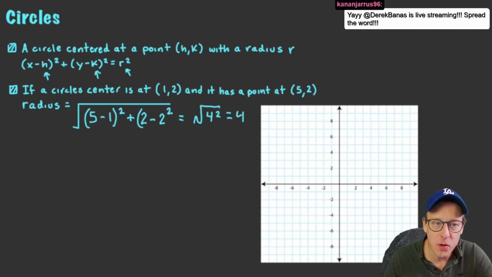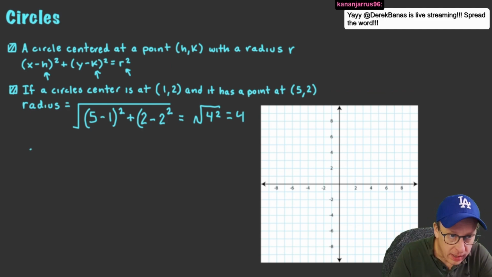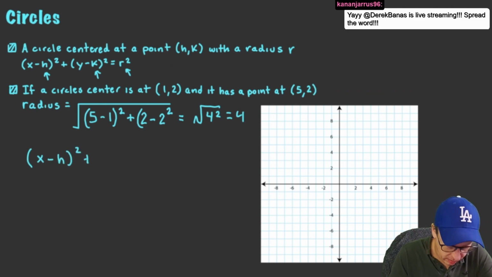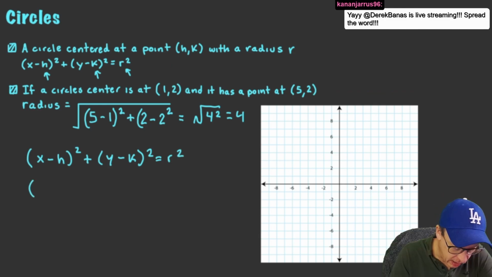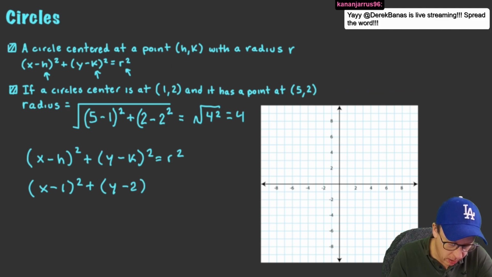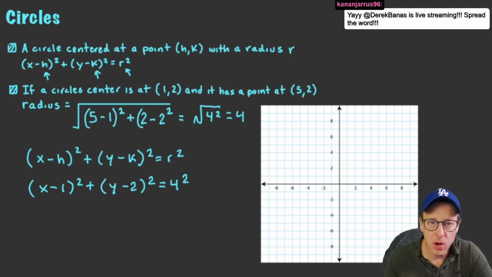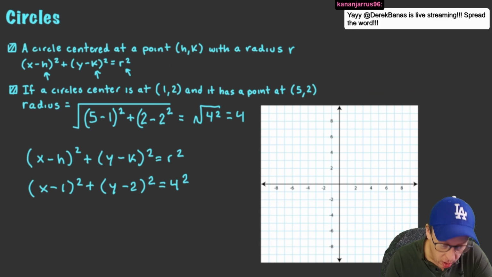Okay, so now all we need to do is go and plug our center coordinates and the radius into the formula. So let's just do that. So we can come in like this, and our formula is x minus h squared plus y minus k squared equal to r squared. And we'll be able to plug our values in here. X minus 1 squared plus y minus 2 squared, which is going to be equal to 4 squared. And we can then go and plot this directly onto our coordinate plane.